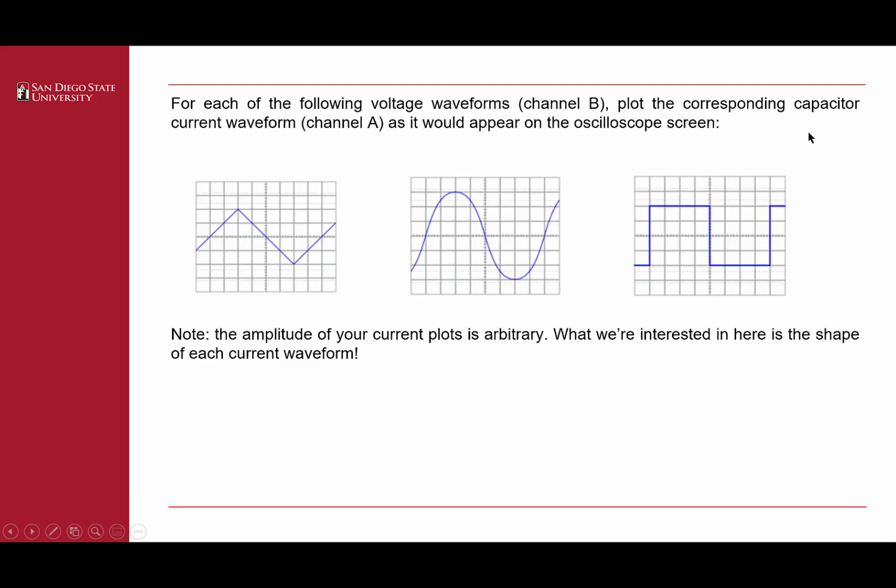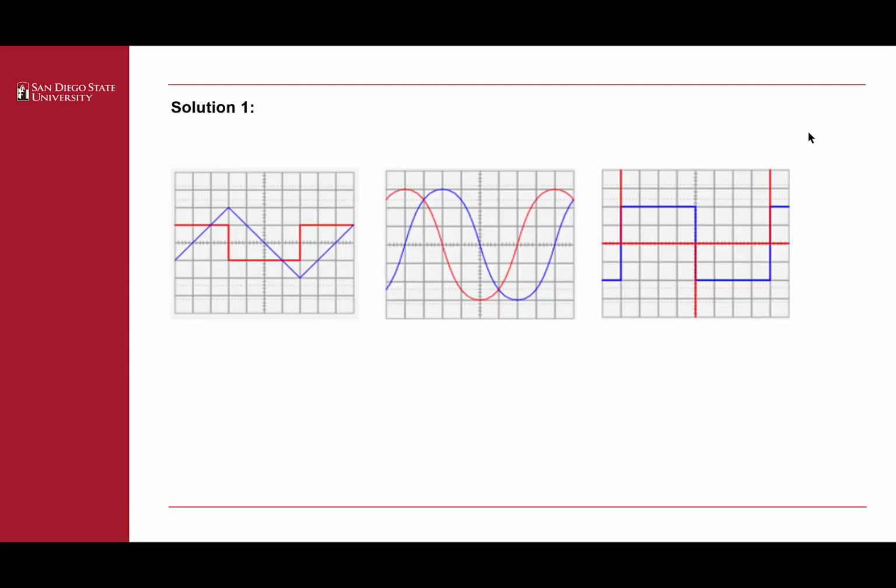Here we have the solutions. The blue signals are the voltage waveforms obtained on channel B, and the red ones here are currents. As you see, we have the exact derivatives of the voltage waveform drawn as the current waveform. Could you please keep in mind that the derivative is all about the change. So if there is a change in a quantity, then that means that there is a non-zero derivative.